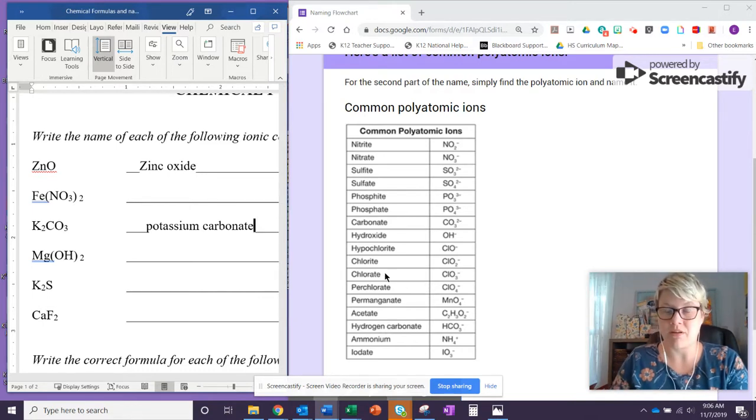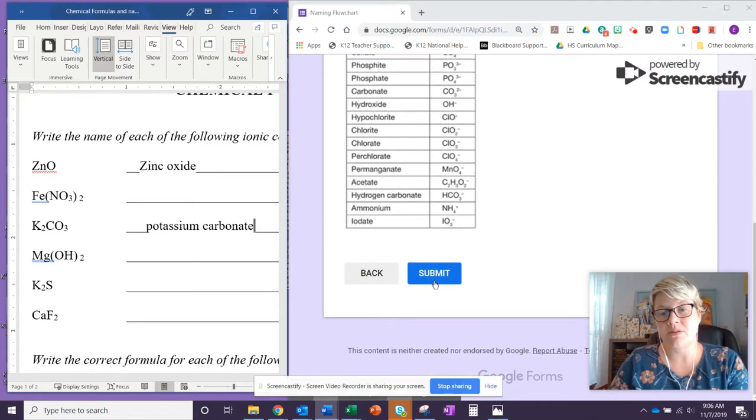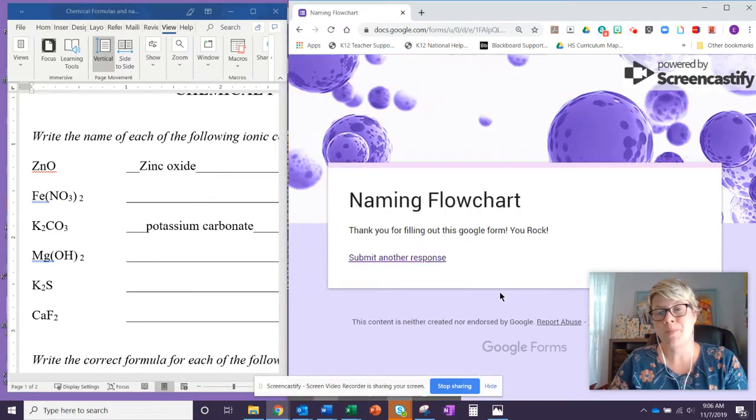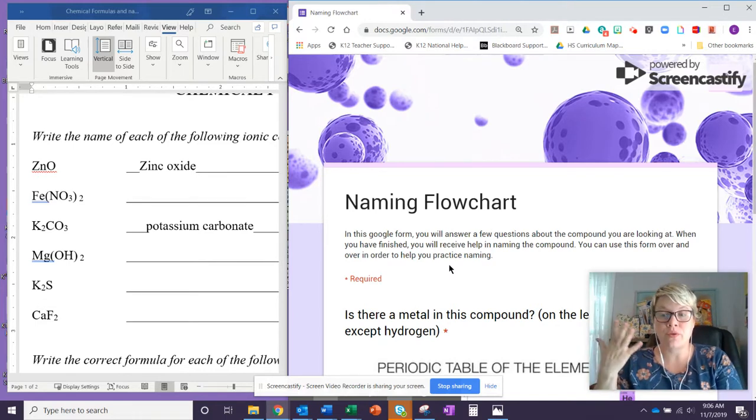I hope everybody's doing okay with that. So submit, and then all you have to do is submit another response, okay? So you can use this flowchart over and over and over again. Let's do an example with a covalent compound, okay?